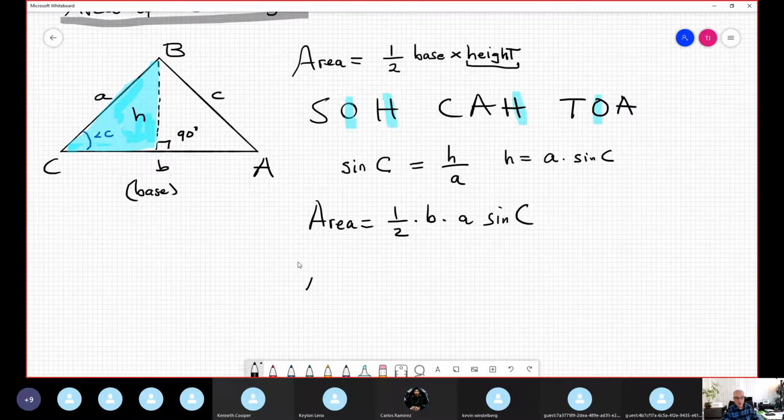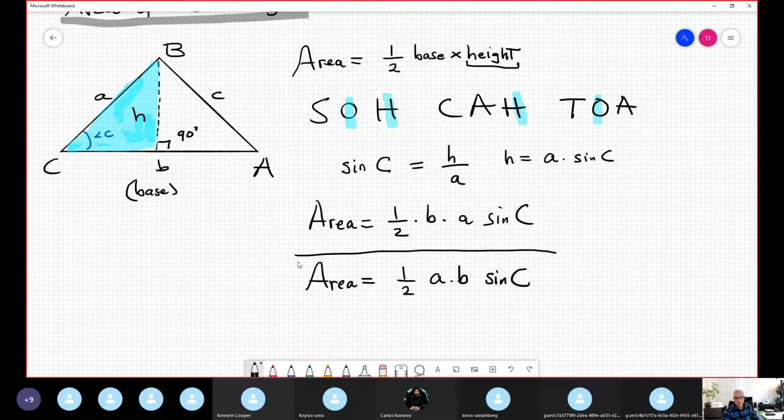To compute the area of any triangle, one shortcut to do it easily is, you put a 1/2, always 1/2. You multiply A and B, but not necessarily always A and B, and the angle in between A and B is C. Boom. This is the formula.